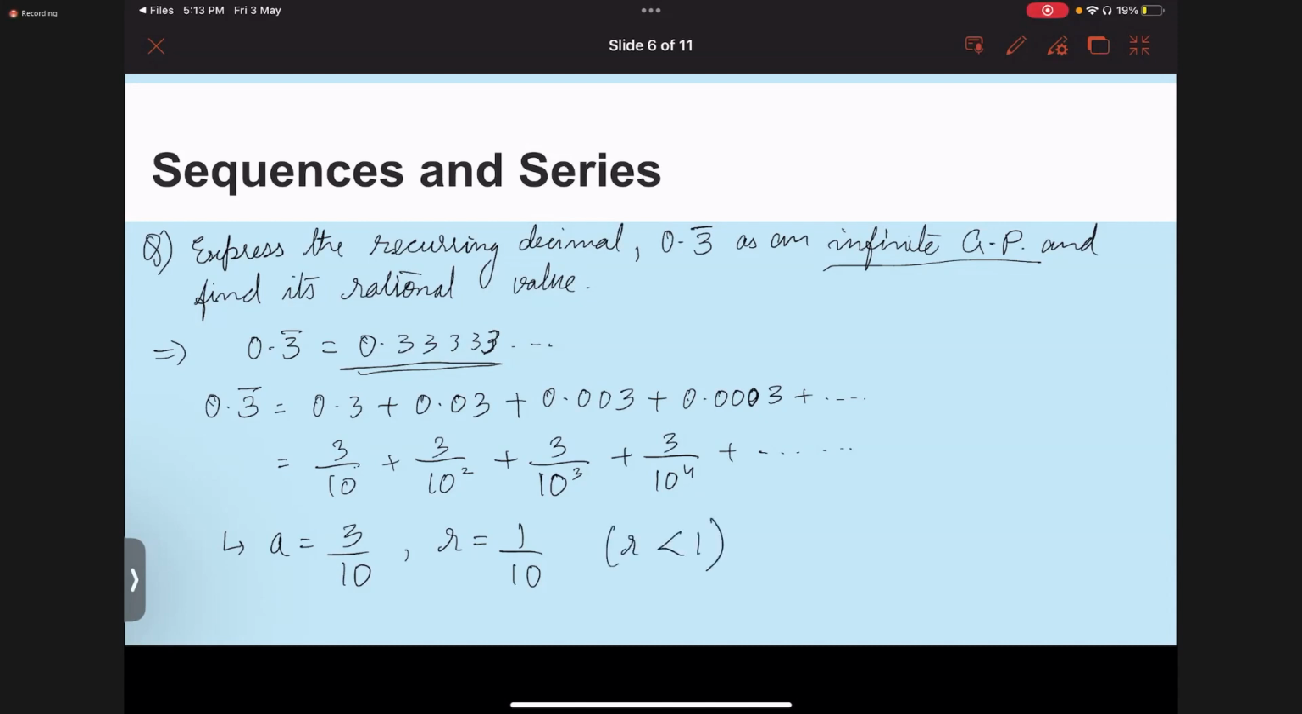Now we have been asked to find the rational value for this. The rational value is for 0.3333, and we can see that 0.3 bar is actually the sum of the geometric progression of 3 by 10, 3 by 10 squared, 3 by 10 cube. So if we find the sum of this geometric series, we can find the rational value for 0.3 bar.